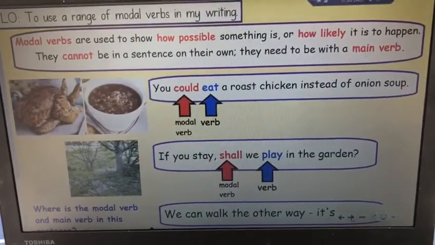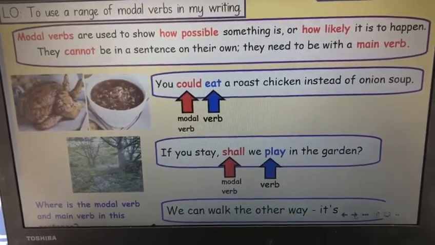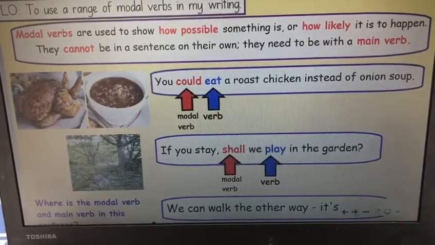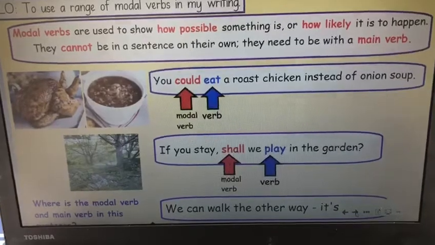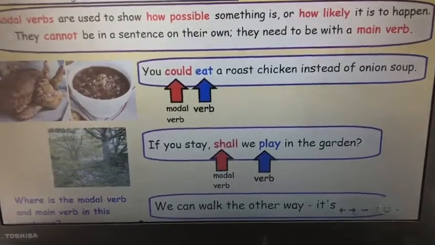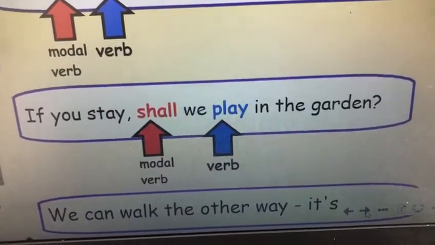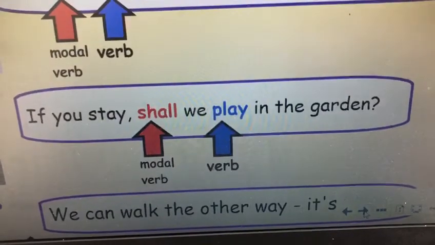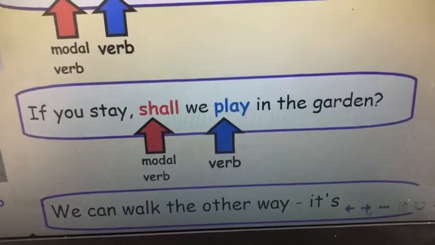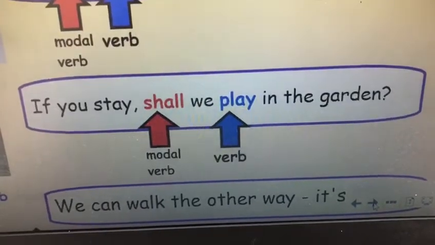So I've identified that my verb is to eat, and therefore my modal verb is the possibility of me eating it. How likely is that going to be to happen? So in this case, it's could. You could eat a roast chicken. Another example, if you stay, shall we play in the garden? I identify my verb first of all, to play, and then my modal verb is indicating how likely it is for that to happen. Shall we play?